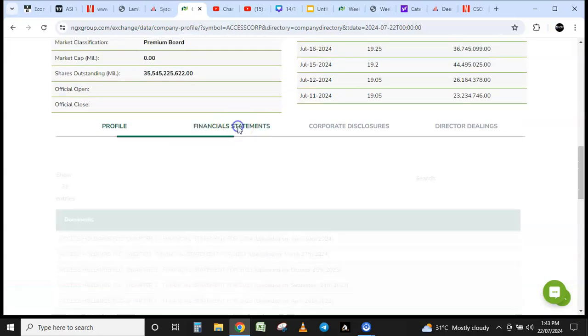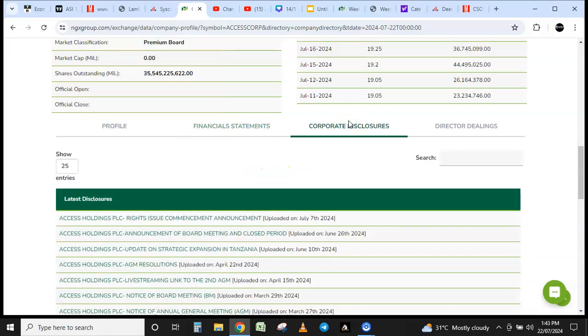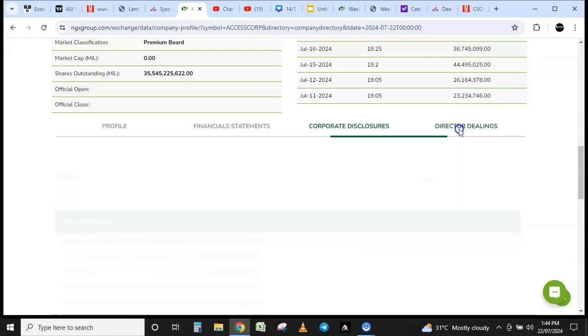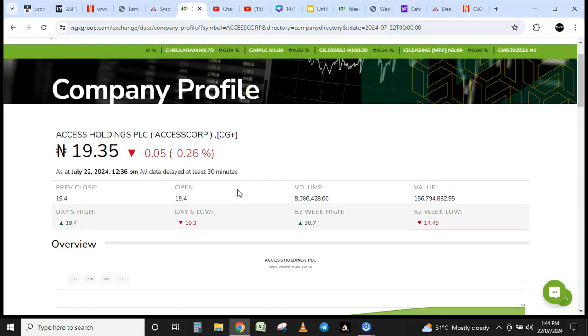If you want to go to their financials, this is where you go to see the latest financial documents. And if there's any other corporate disclosure, like payment of dividend, this is where you see it, which you might not see in a third-party broker. Or rights issues: currently they are doing a rights issue, which we talked about in our weekly analysis video. This is where you see it. Then insider trading, what their directors or whoever have done, you see it here if there is any. So this is the summary of the introduction to the Nigerian Stock Exchange website.